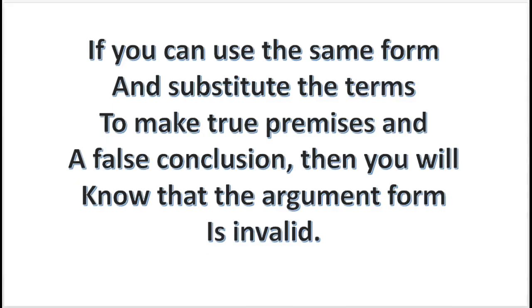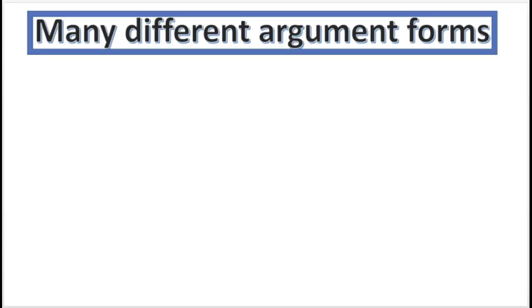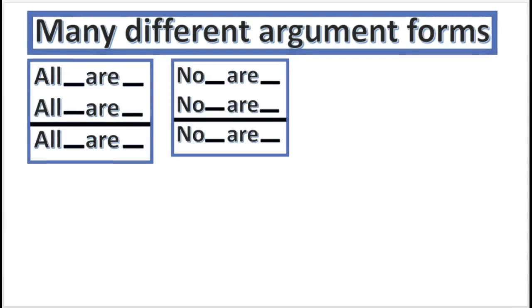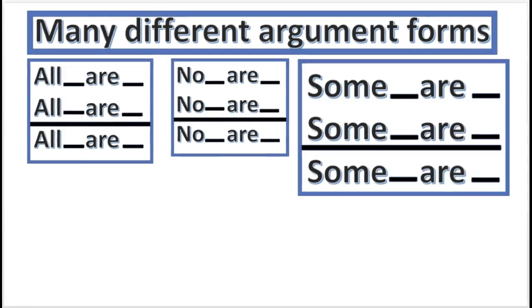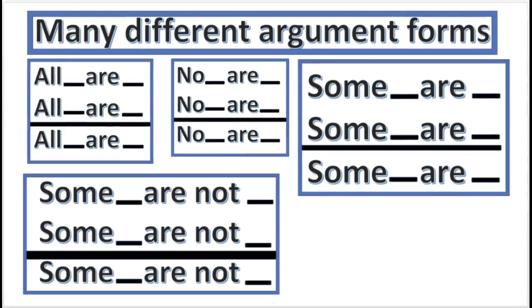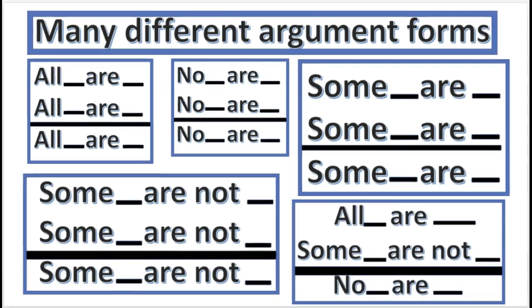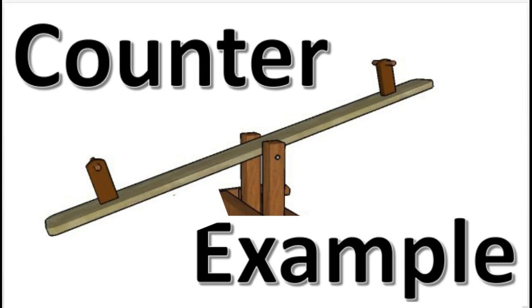Okay, now remember, if you can use the same form of the argument that someone presents and substitute the terms to make true premises and a false conclusion, then you'll know that the argument is invalid. And there are many different argument forms. Don't get overwhelmed, you'll learn all about these shortly. There's all are this, no are that, some are this, some are that, some are not this, some are not that. And there are arguments that are mixed up. And now you've got a handy little method to prove that the argument presented is invalid by using the counterexample.